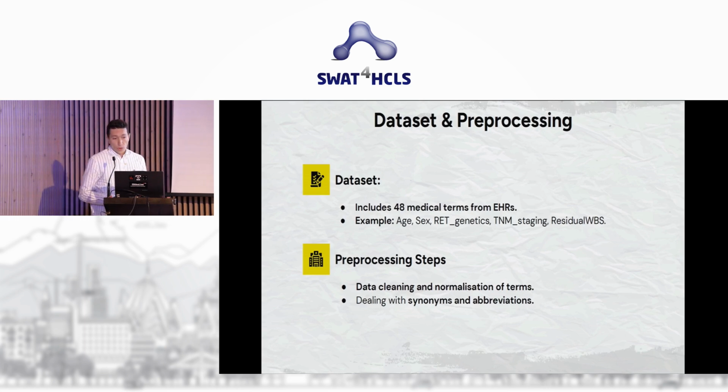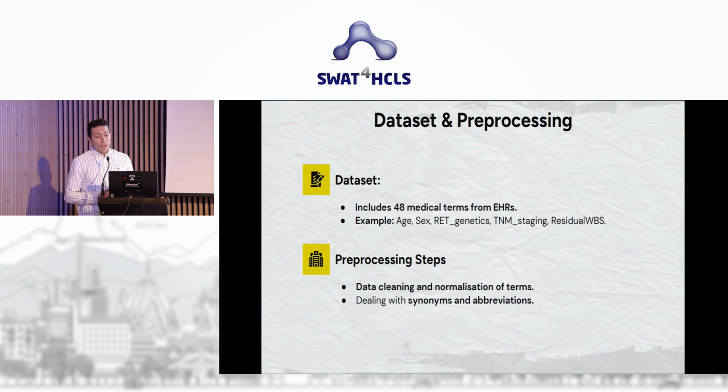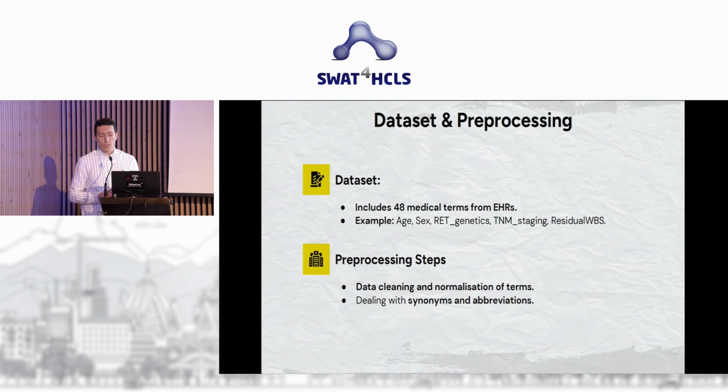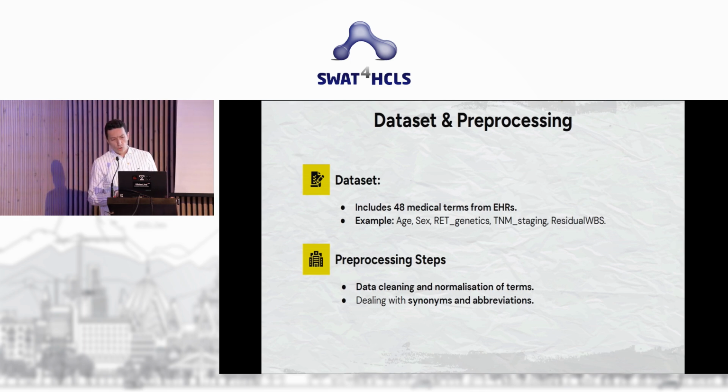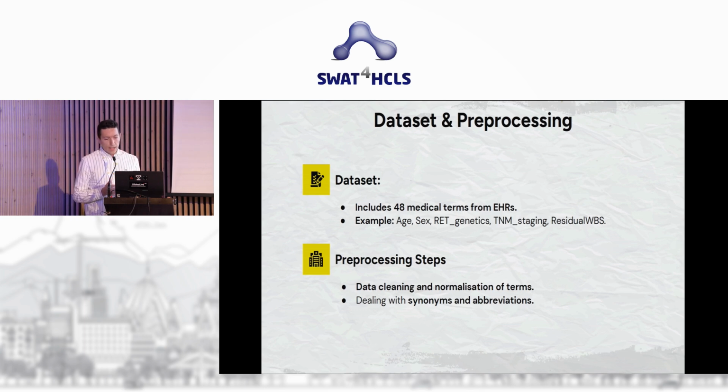The dataset that we used included 48 medical terms from electronic health records of an Italian public hospital. We can see here some examples of the terms. We can see some simple ones, such as age, sex, but also some more complex ones, such as RET genetics, TNM staging, and residual WBS. The pre-processing steps that we followed were to clean the data, normalize the terms, and deal with synonyms and abbreviations.